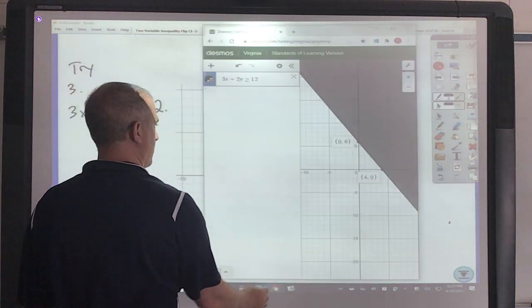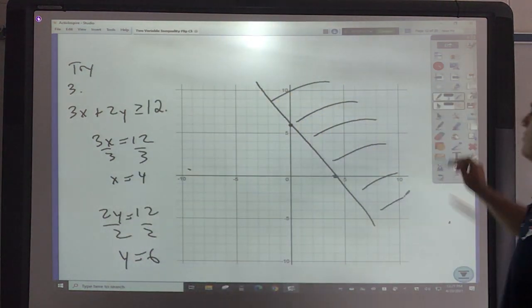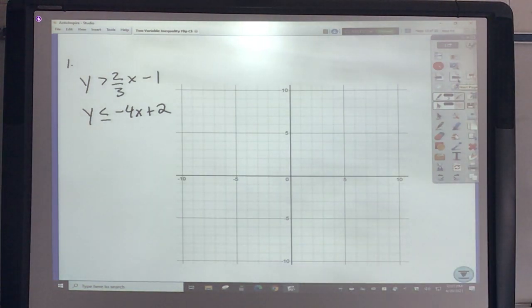Okay, where was the shading? Couldn't remember. Oh, it's above. All right, so it's up here. All right, so that's that. Those three. Okay. Now we're going to get into the compound ones.